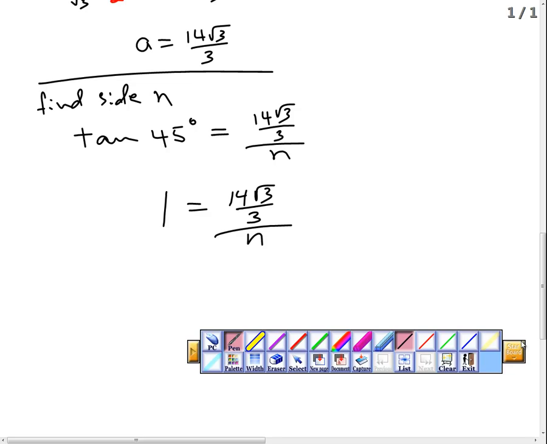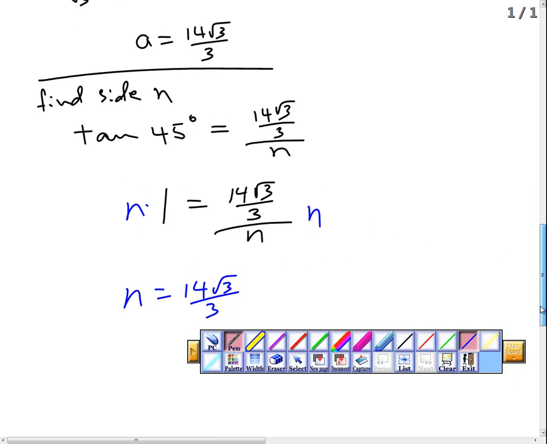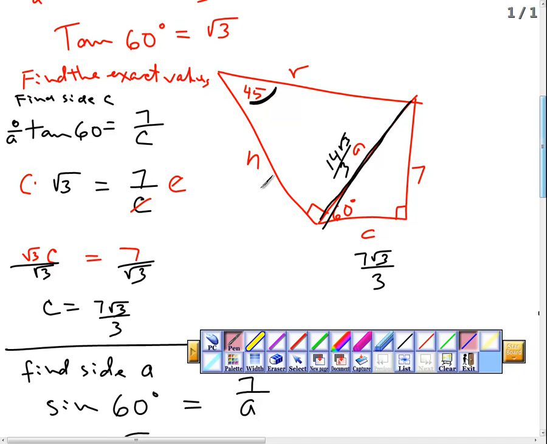Dylan? Right. Multiply both sides times n. Well, then this just becomes n equals 14 square root 3 over 3. Okay? So this is 14 square root 3 over 3. All right, now all we have to do is find side r.